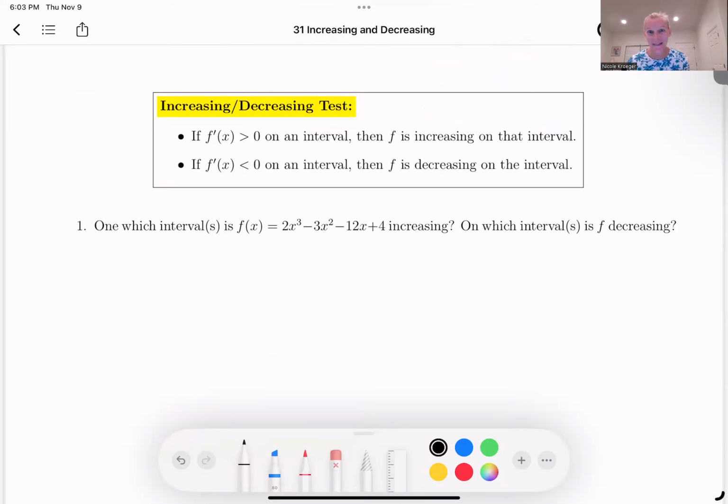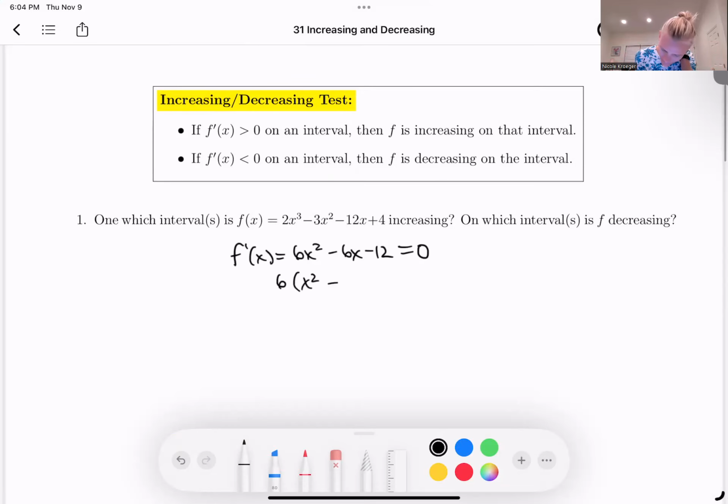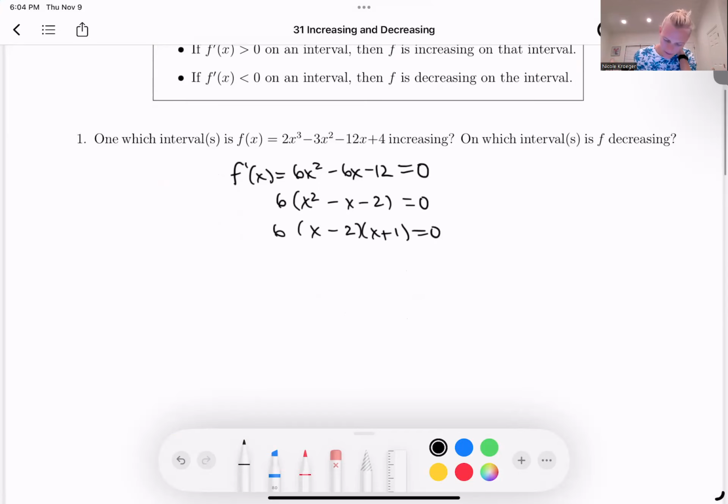So as you might guess, the first thing we want to do is find the derivative of our function. So this function's derivative is 6x squared minus 6x minus 12. Okay, now we have to know where the derivative is positive and where it's negative. The best way to do this is to start out by finding where it's equal to 0. So find where the slope is 0. This is like the same thing as finding the critical numbers. So we can pull the 6 out here. We have x squared minus x minus 2. And we should be able to factor this. So it looks like (x minus 2)(x plus 1) is 0. So the derivative is 0 at 2 and negative 1.